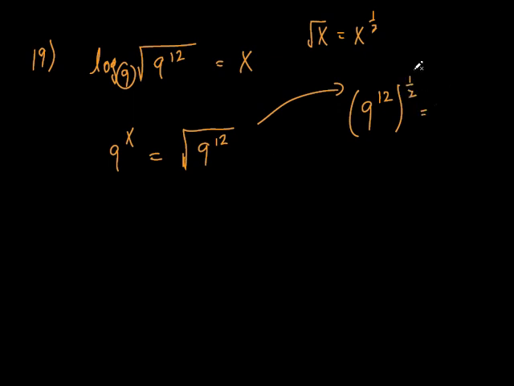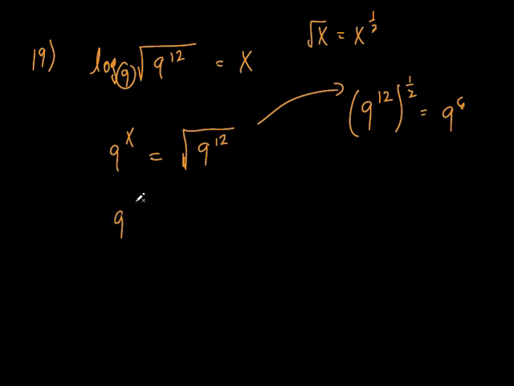Now, Tiffany said it, but I wanted you to see where we got it, not just what the answer was. So this is the same thing right here as this. It's just the square root of 9 to the 12th. Now, we have a rule with exponents. When we take an exponent to another power, we multiply the exponents together. So 12 times 1/2, or half of 12, is 6. So I'm going to write this as 9 to the 6th.